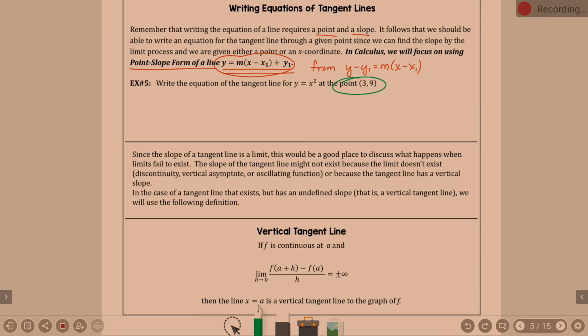It's 6 because isn't this the same information from example 4 up above? Yeah. Fair enough. I'm not making magic happen. We already found it to be 6. So write the equation of the tangent line.